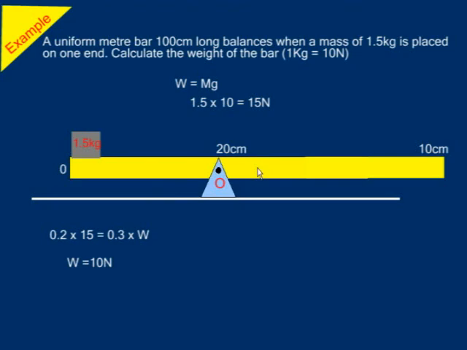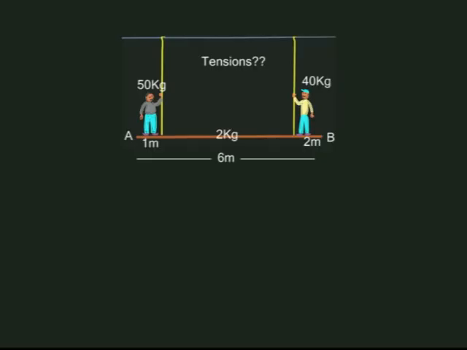Let's have another example. Now, these two naughty boys are standing on a bar suspended by two ropes. One of the boys weighs 40 kilograms and the other weighs 50 kilograms. Now, assuming both are standing right at the point where the rope is tied to the bar, if the 40 kg guy stands 2 meters from the edge of the bar and the 50 kg one stands 1 meter from the other end, and that the bar is 6 meters long and uniform, weighing 2 kilograms. Now I want to calculate the tension on each rope.